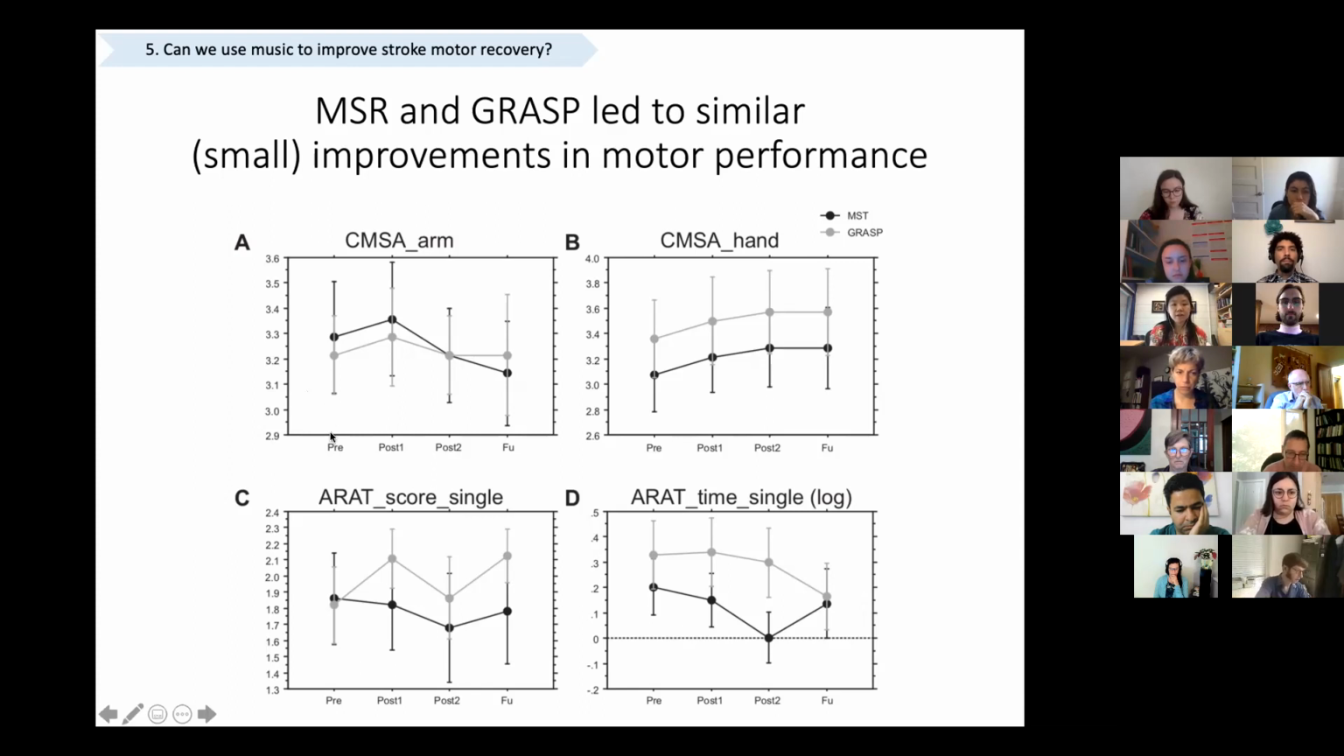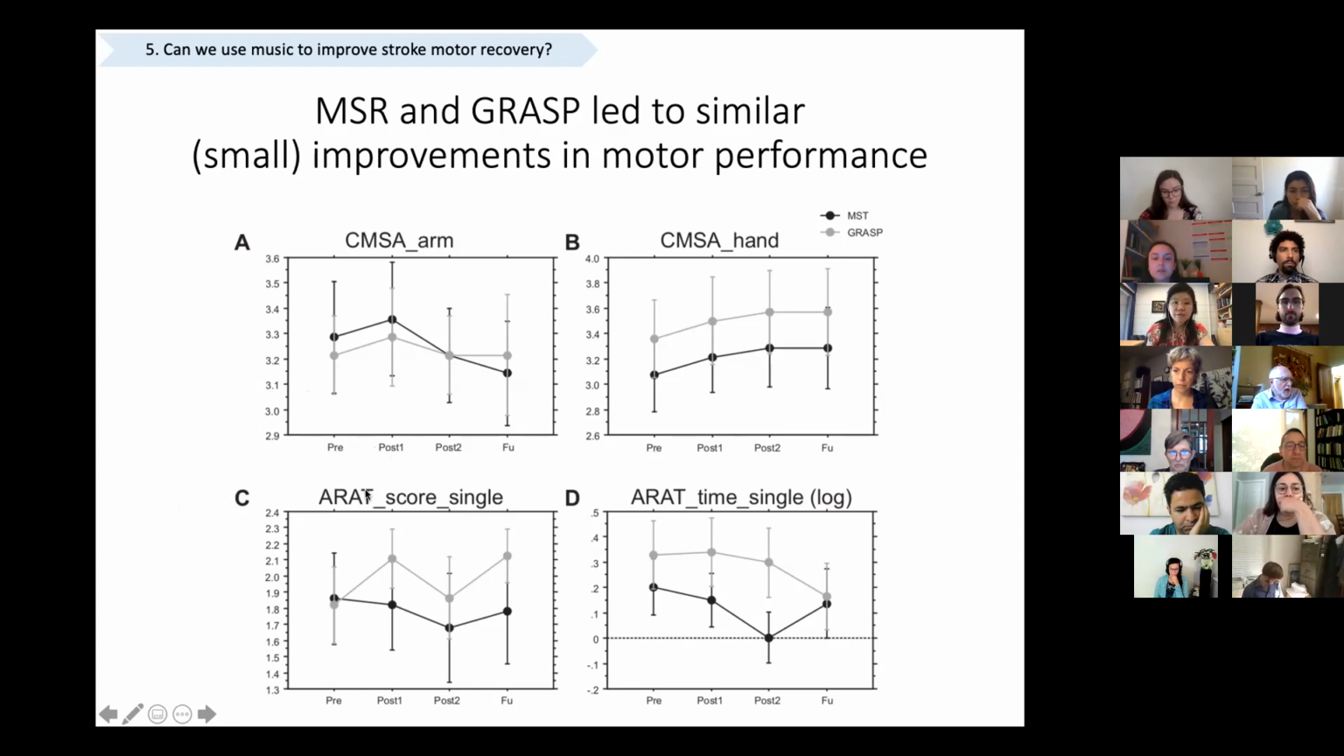So as a function of practice, we did the Chedoke assessment, or Takako and her research assistant did, before the intervention started, at post 1, which is 5 weeks into the intervention, and at post 2, which is right after 10 weeks of the intervention, and then a follow-up, which was 3 months later. So there was no significant difference, really, in terms of improvements in arm or hand functioning.